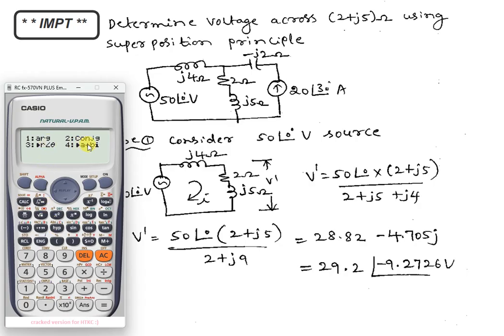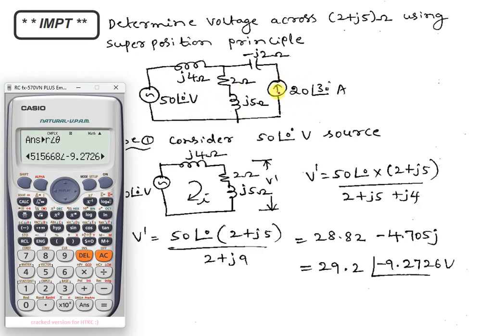Now we are already in A plus BI format. I want the answer in the third option, and this is going to give you 29.2 angle 9.2726. So this is your V dash, that is the individual voltage response due to this voltage source.